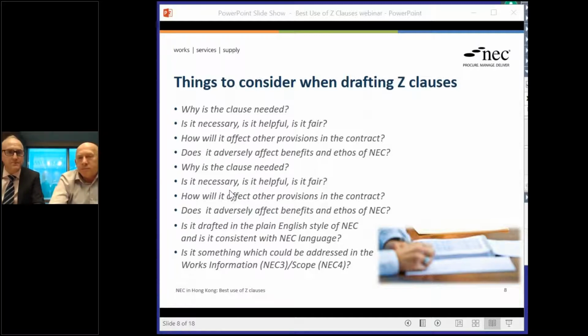Does it adversely affect the benefits and ethos of NEC? Now, what I had in mind with that was, NEC has some very specific benefits and reasons why people use it in the first place. So obviously one could be to engender a spirit of mutual trust and cooperation. Very obviously. Just snip that out. Not a great idea.